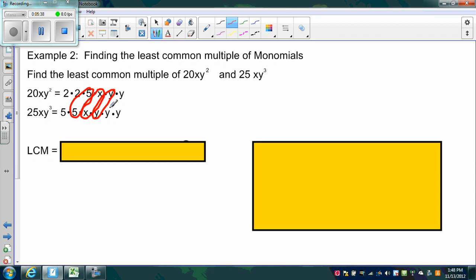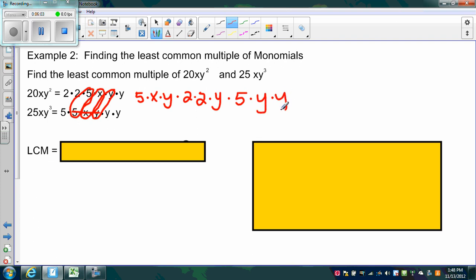These are only going to be used once. So I like to just cross off the bottom ones. So we're going to multiply all those that are shared once times everything that's outside. So we have a 2, another 2, and another y on the top, and here we have a 5 and 2 more y's.